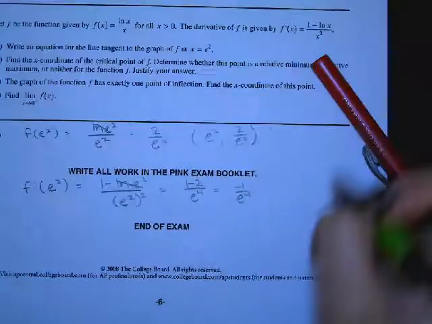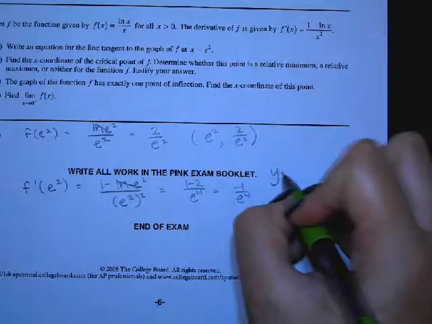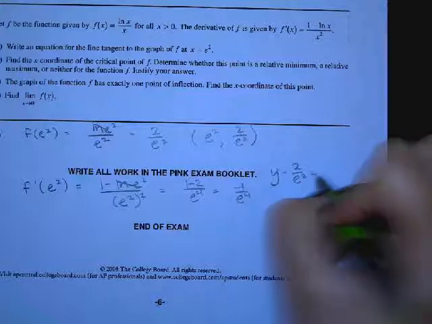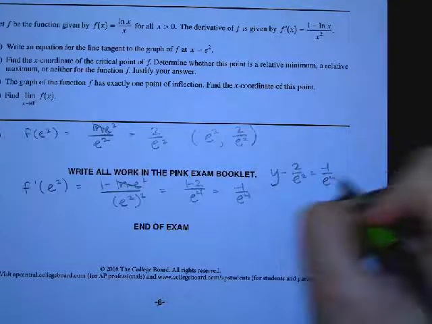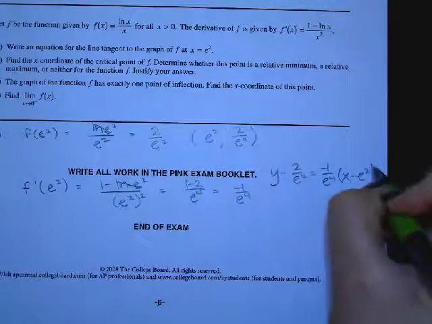So the tangent line would be y minus 2 over e to the second equals negative 1 over e to the fourth times x minus e to the second.